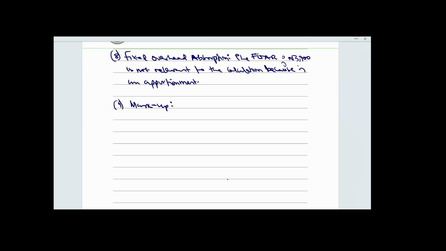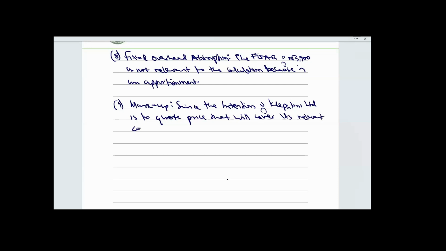All right, so we then say, since the intention of Clepatoni Limited is to quote a price that will cover its relevant costs, the profit markup of 12% is not needed or is not relevant to the calculation. So that's it.